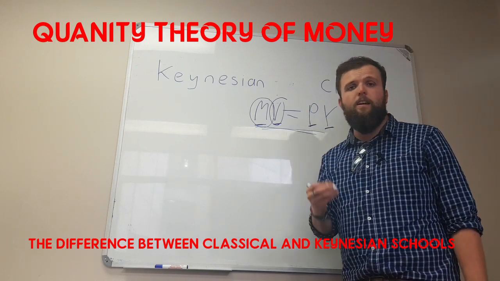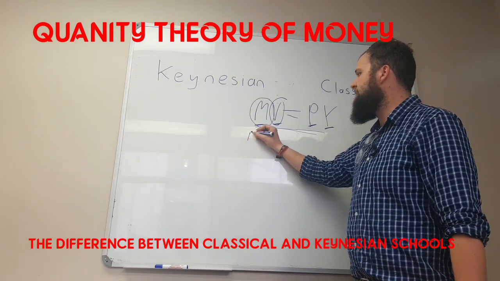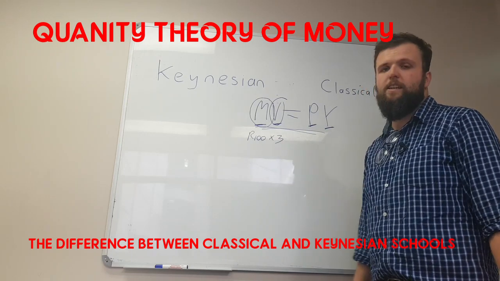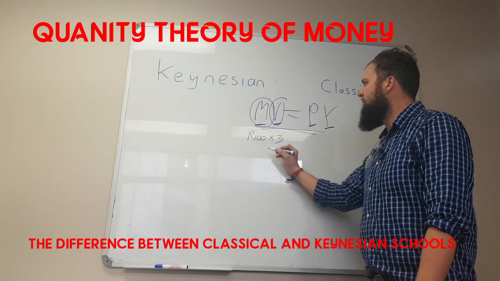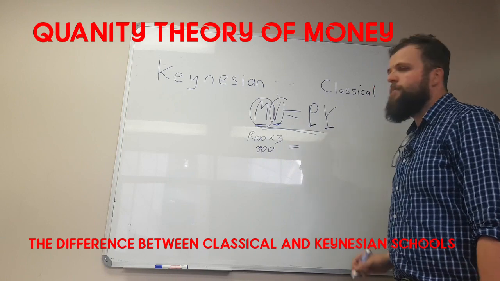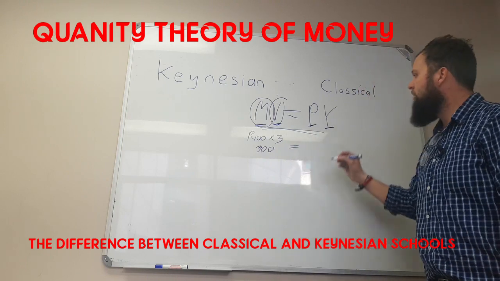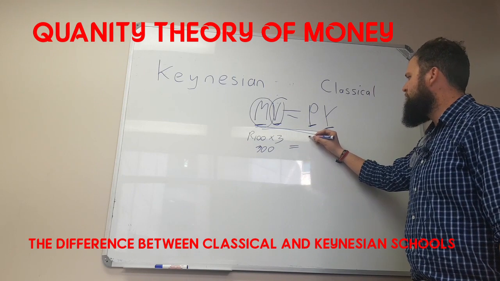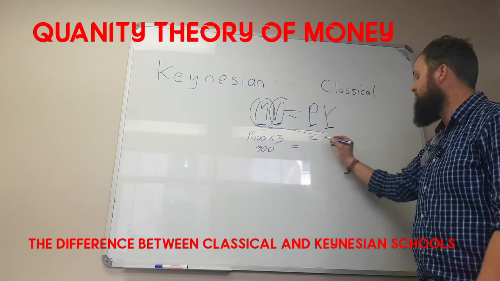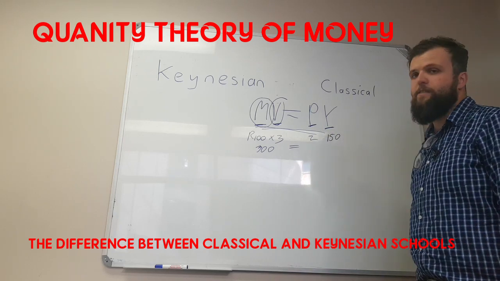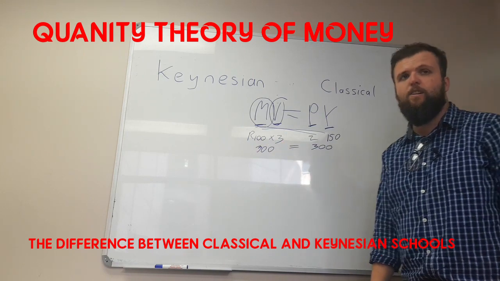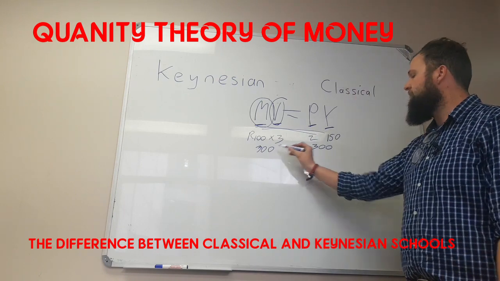We can use a simple example for this. Let's take a 100 Rand note, and this note is spent 3 times in the economy in a given month. Thus, the amount of money in circulation is 300. That is equal to price times quantity. Let's say the price of a product is 150, and we buy 2 products, 2 laptops, where a laptop is worth 150. Now, the amount of money will be equal to the amount we spent in the economy, which is very important to understand. So this equals this.